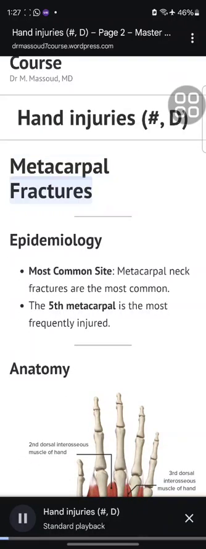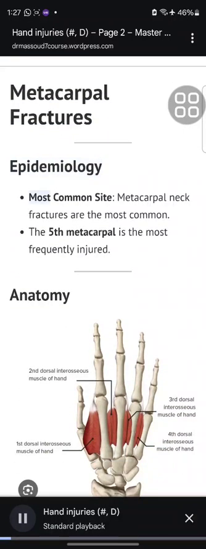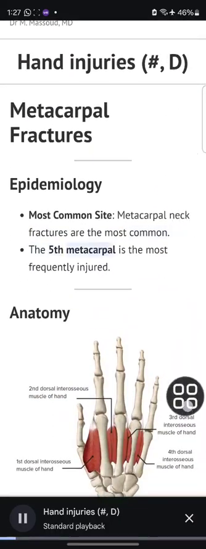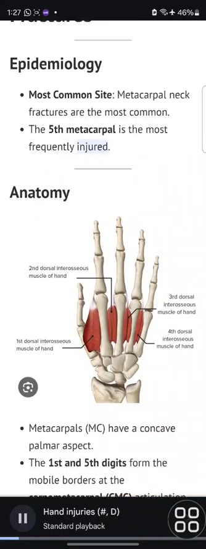Metacarpal fractures. Epidemiology. Most common site. Metacarpal neck fractures are the most common. The fifth metacarpal is the most frequently injured.